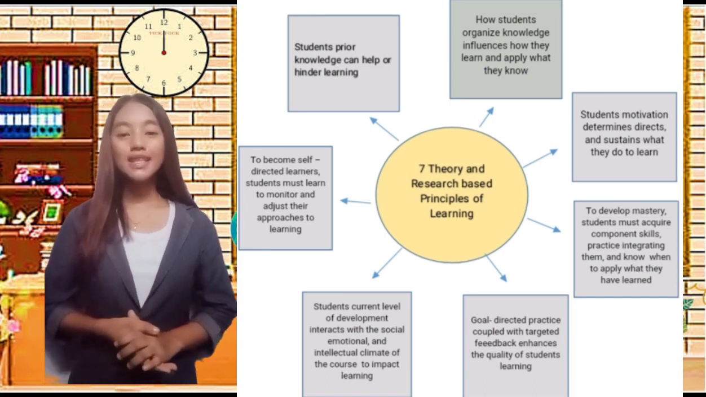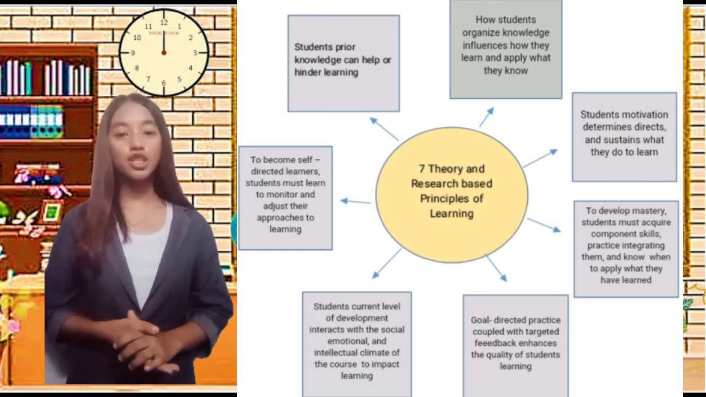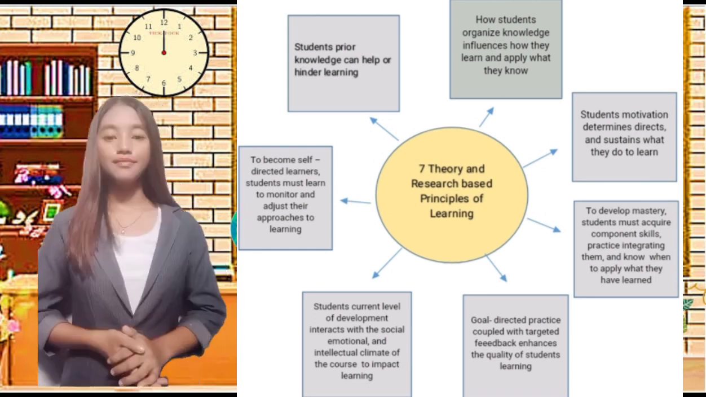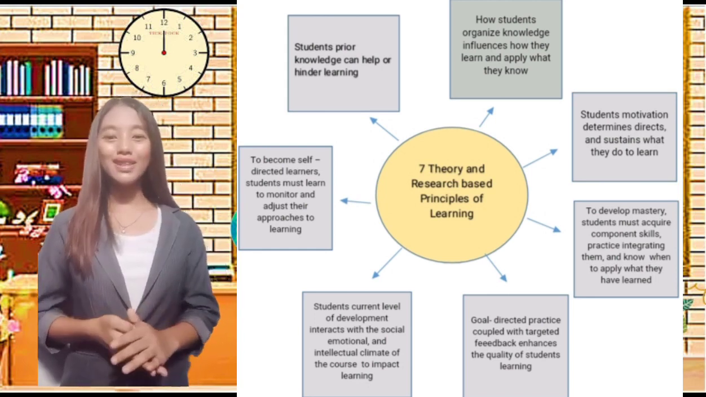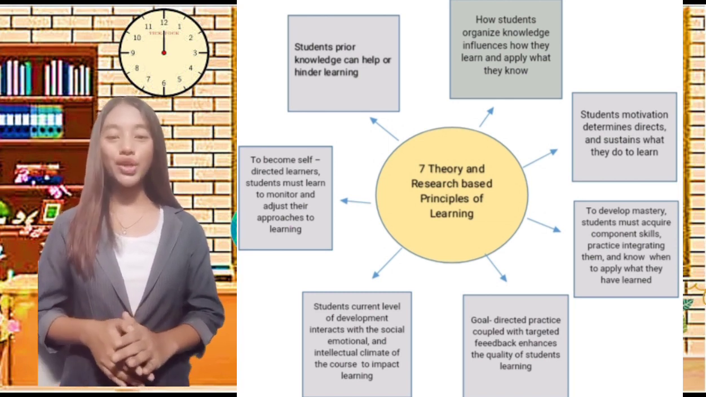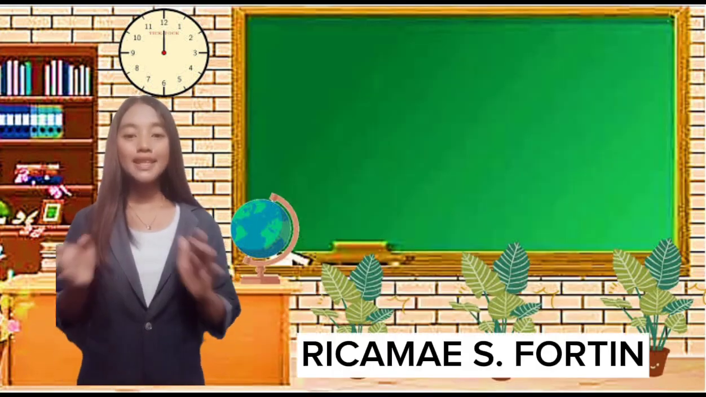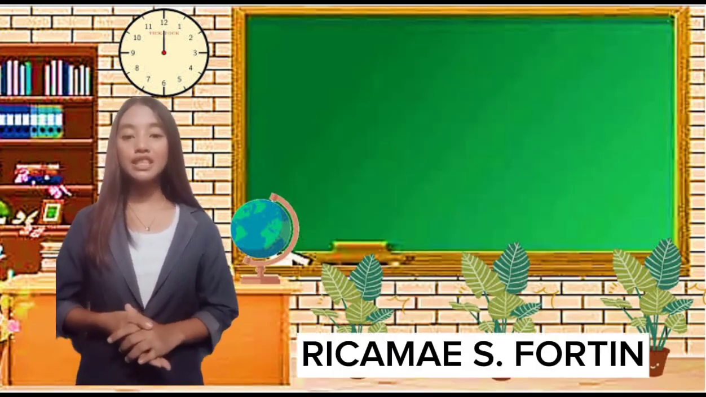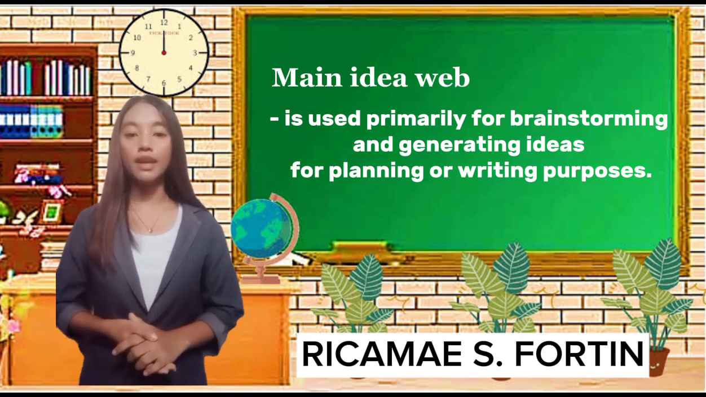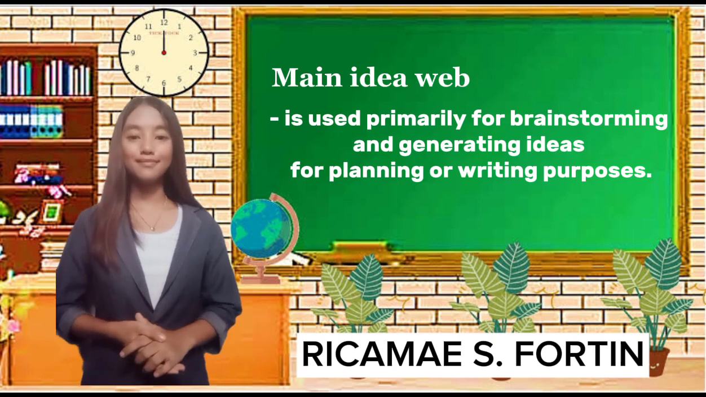The Main Idea Web starts with the central idea, which is the theory and research-based principles of learning, and branches out into related ideas and details, which are the 7 theory and research-based principles of learning. This type of graphic organizer is used primarily for brainstorming and generating ideas for planning or writing purposes.